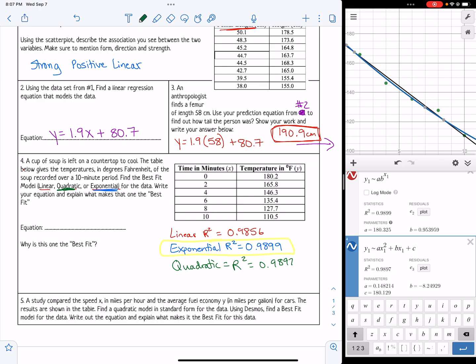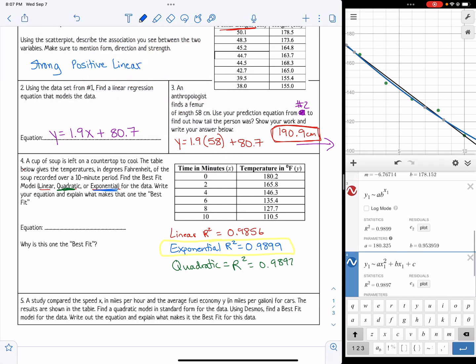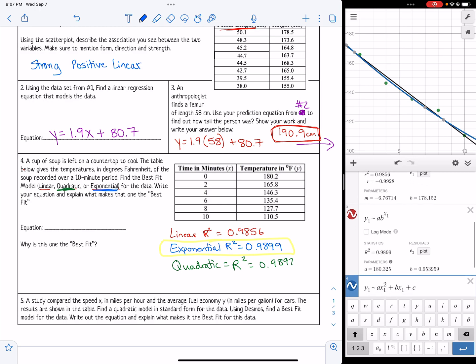And so let's go back to our exponential equation in Desmos. We haven't erased it, which is good, so we can write it out. And write y equals the a, which we're looking over here. A is 180.3 times b, which is 0.95, and then just put your x in the exponent. And why is this one the best fit? So we can write the r squared value is closest to 1.